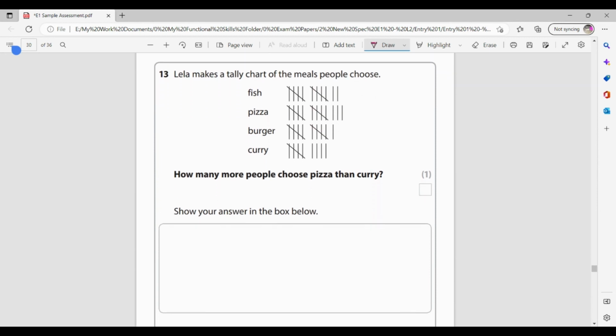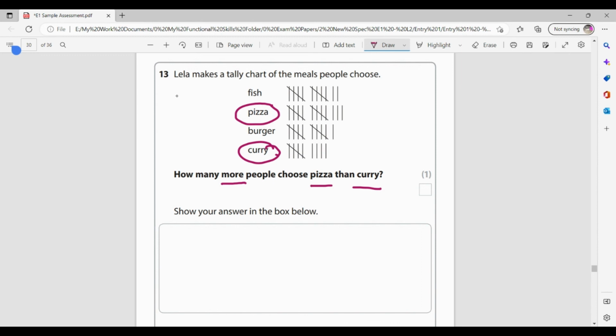Okay, question 13, our final question. Leela makes a tally chart for the meals people choose. How many more people chose pizza than curry? So I don't need the fish and I don't need the burger. I only need the pizza and the curry. And I need to know how many more people chose pizza than curry.